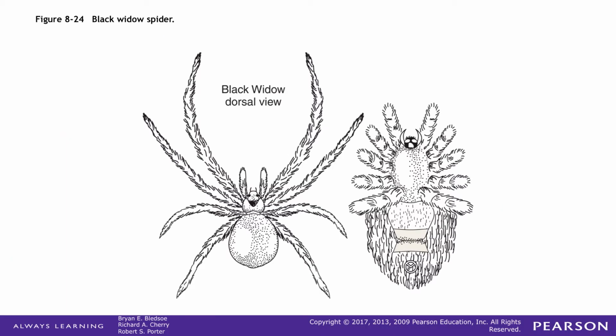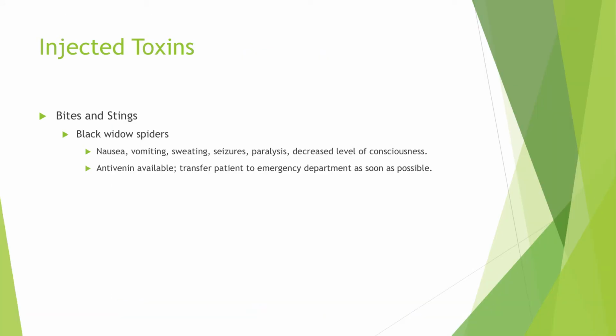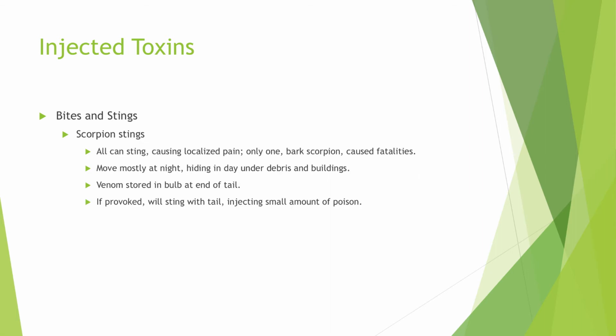Here's the back view and the other side view. Once again, here's the picture of it a little bit more. Nausea, vomiting, sweating, seizures, paralysis continues. So you see some of these neuromuscular problems starting to occur here. An anti-venom is available, so you need to go to some place that has that available as quickly as possible.